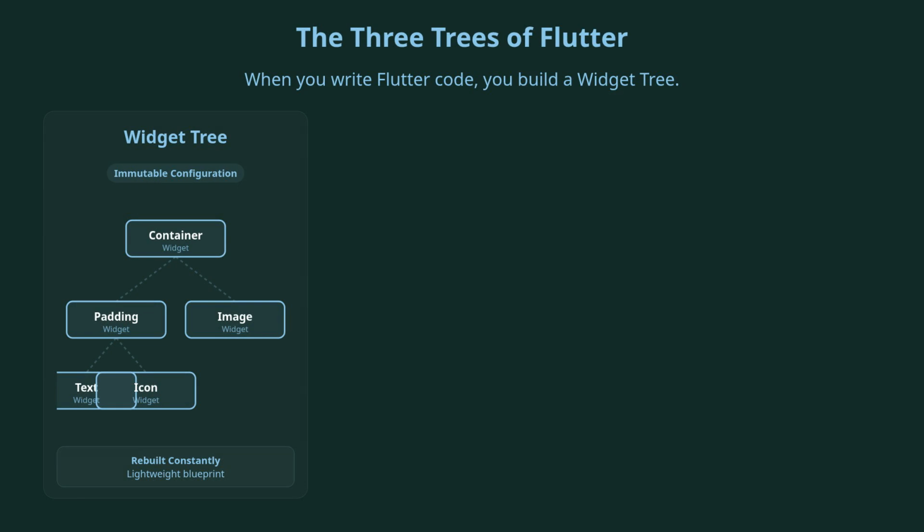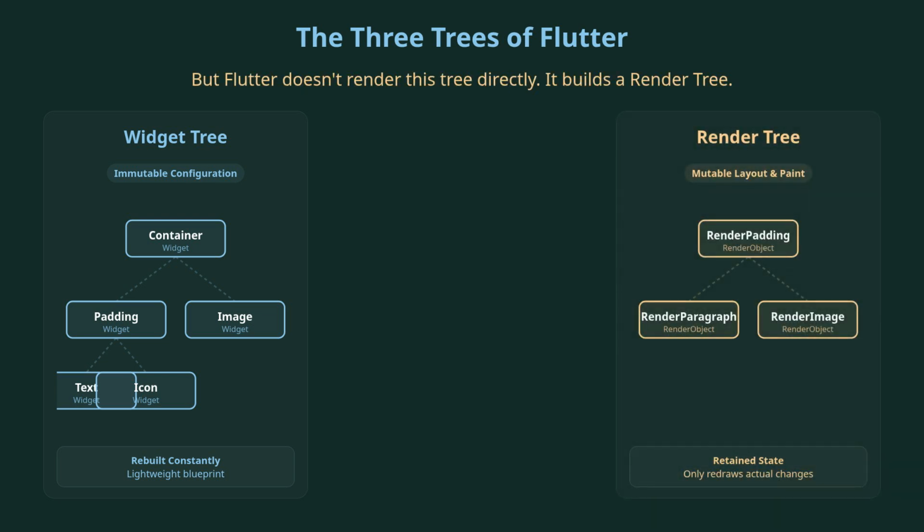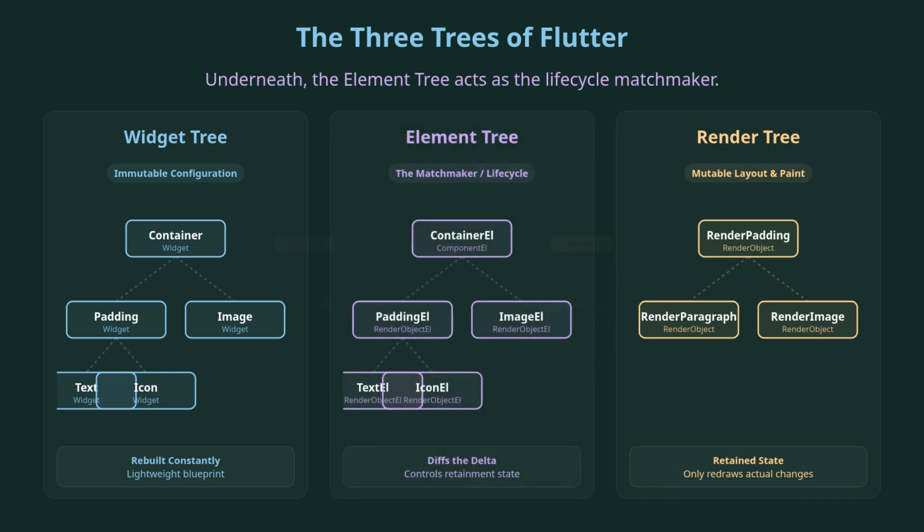When you write Flutter code, you build a widget tree. But Flutter doesn't render this tree directly. Underneath it sits the element tree, which acts as the lifecycle manager and controller. Below that sits the render object tree, which actually handles layout constraints, painting, and hit testing. Your widgets are destroyed and recreated constantly, but the underlying element tree remains stable, recycling the expensive render objects. This separation of concerns is what allows Flutter to hit 60 or even 120 frames per second on modern mobile screens.